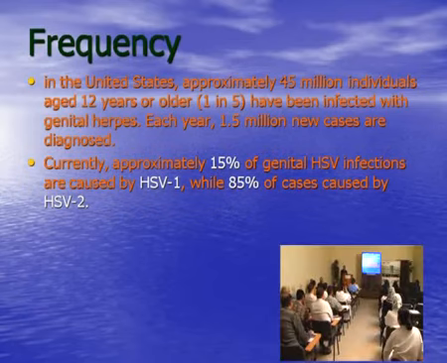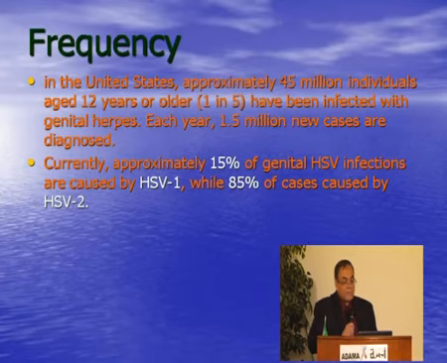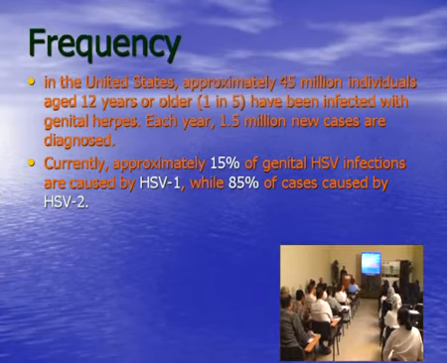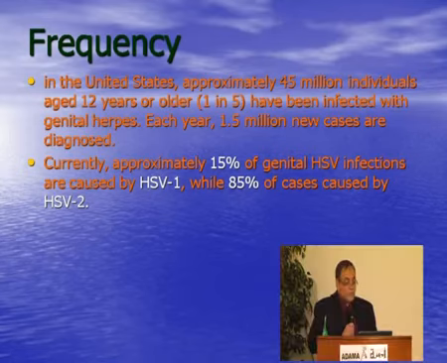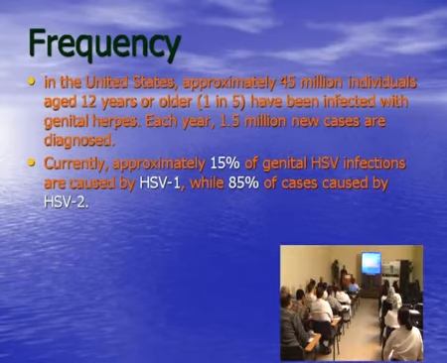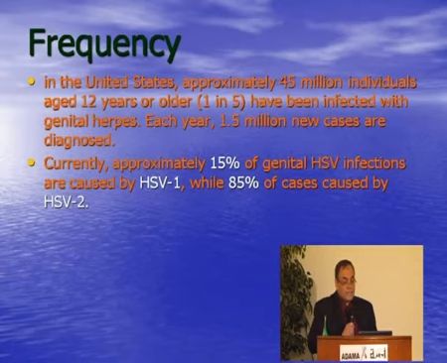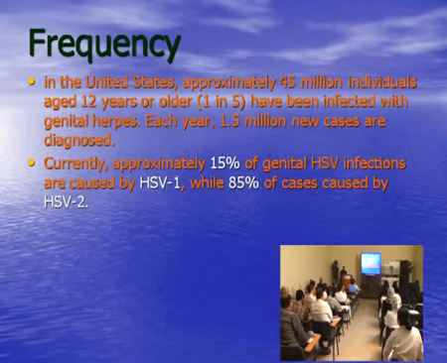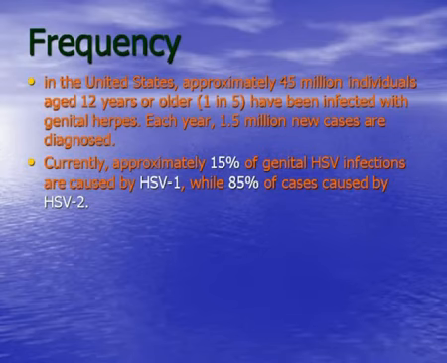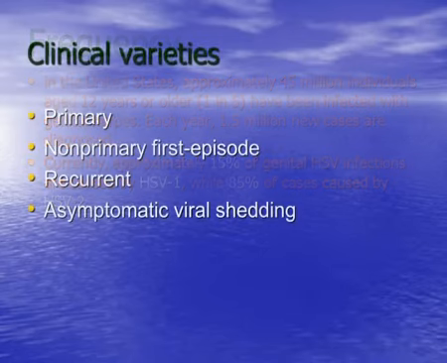In the United States, approximately 45 million individuals aged 12 years or older, 1 in 5, have been infected with genital herpes. Each year, 1.5 million new cases are diagnosed. Currently, approximately 50% of genital herpes simplex infections are caused by herpes simplex virus type 1, while 85% of cases are caused by herpes simplex virus type 2.